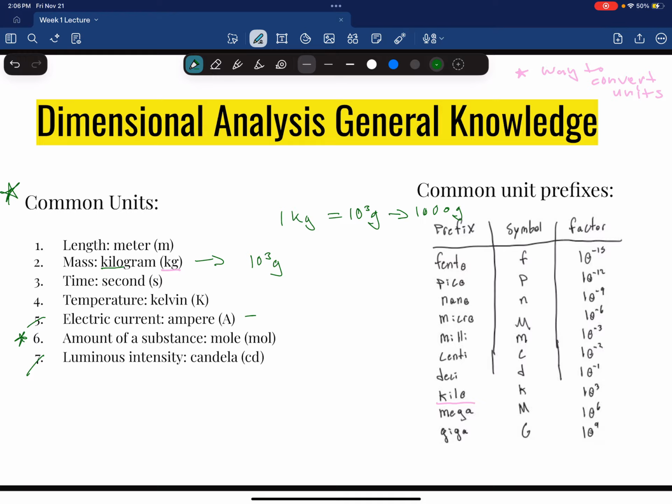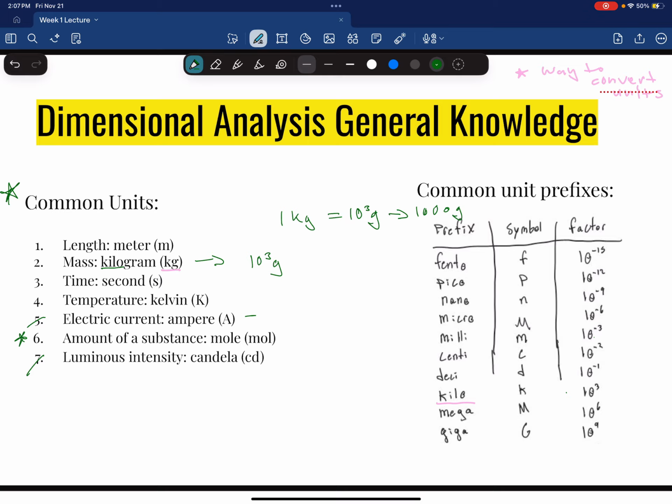So something like kilogram is going to be kilo. Kilo stands for 10 to the third power. So if we're saying something is going to be 1 kilogram, we're basically saying that it's 10 to the third power gram, which is going to be 1,000 grams. And you're going to do it for every single one of them.